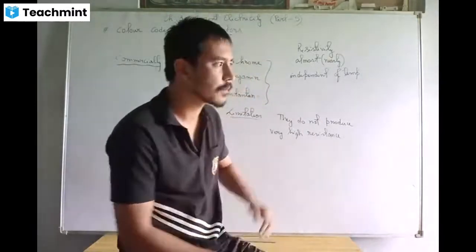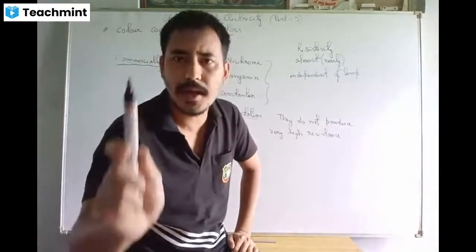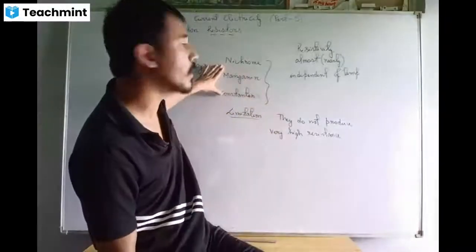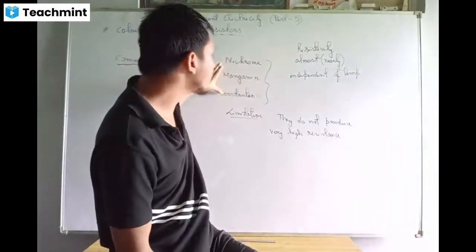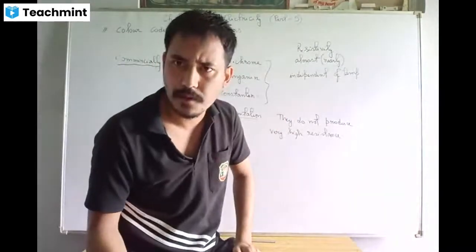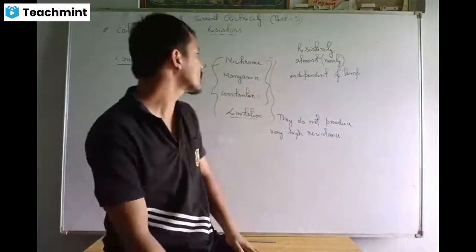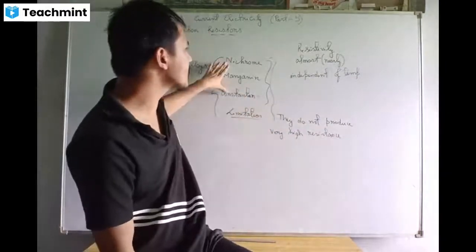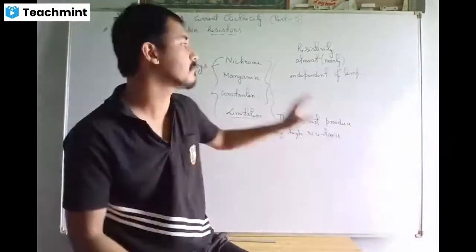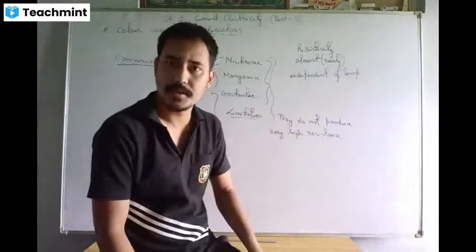Are you getting me? Suppose you want to produce a very high resistance. Then, resistance is directly proportional to the length of the conductor, right? Then you need several meters of these wires, and the cost or the expenditure will be very high. Of course, we can produce very high resistance using these alloys also, but the length of the wire should be very long, and to get several meters of these wires, the cost becomes very high. That is the drawback, that is the limitation of using these alloys as resistors. Is that clear to you?